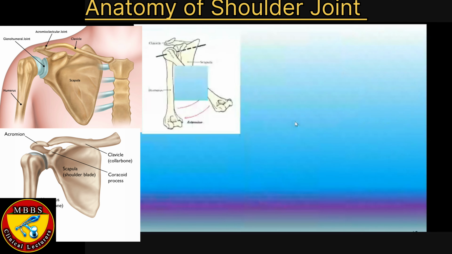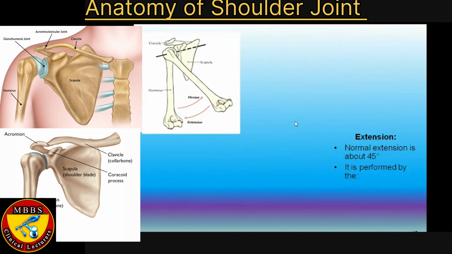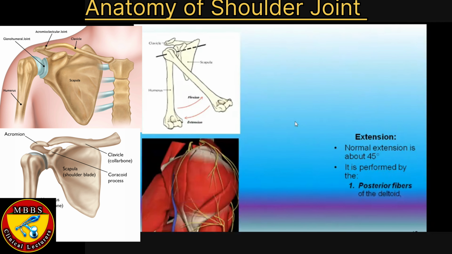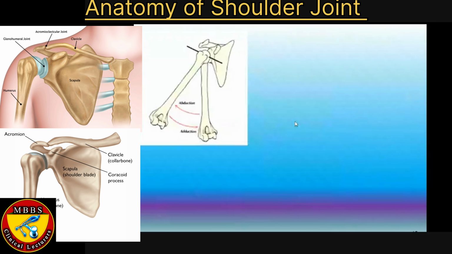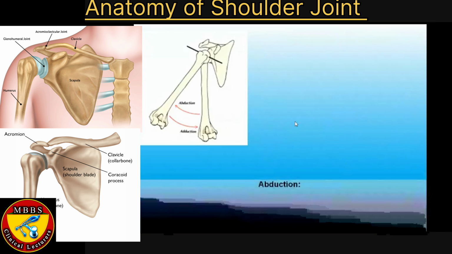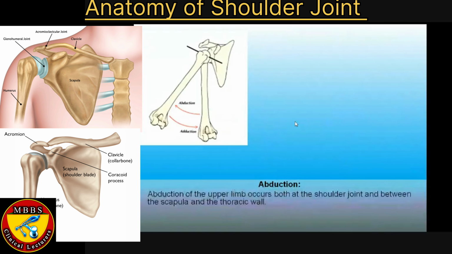When we talk about extension, normal extension is about 45 degrees, and this is also performed by different muscles like the posterior fibers of the deltoid, the latissimus dorsi muscle, and the teres major muscle. Then we come to the next action, that is abduction.